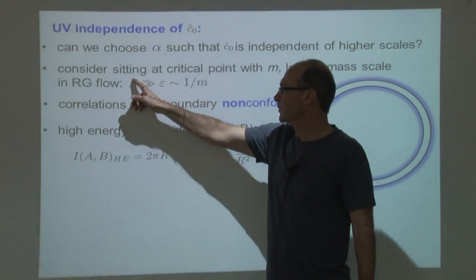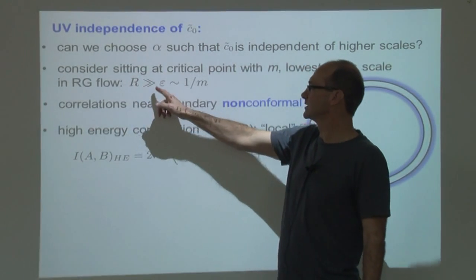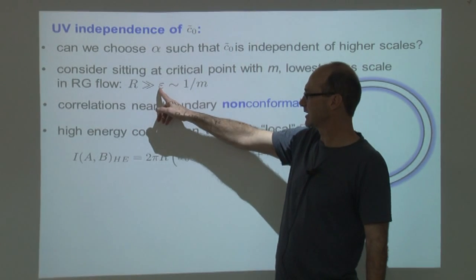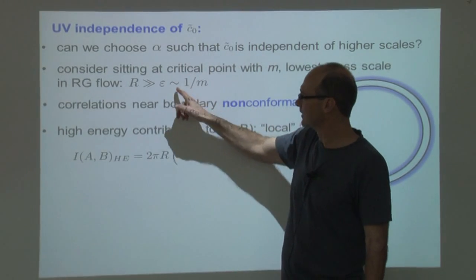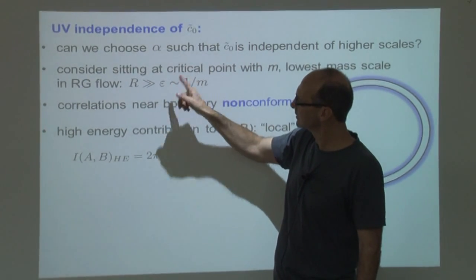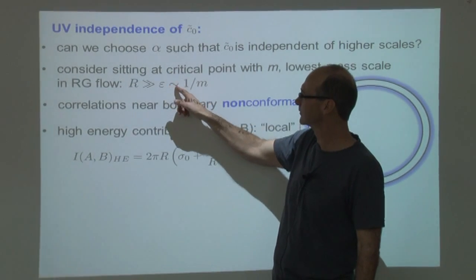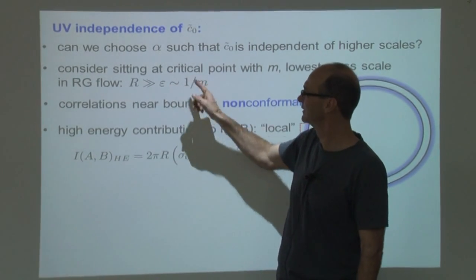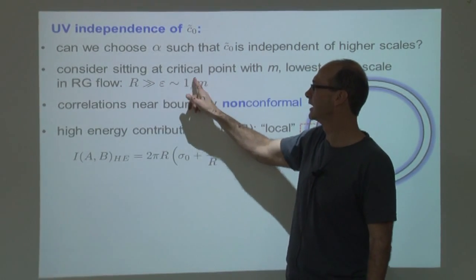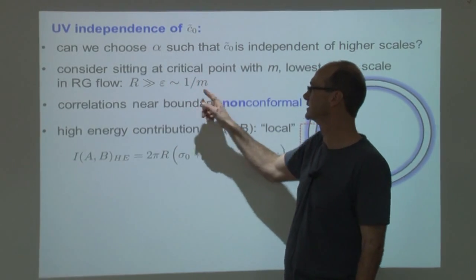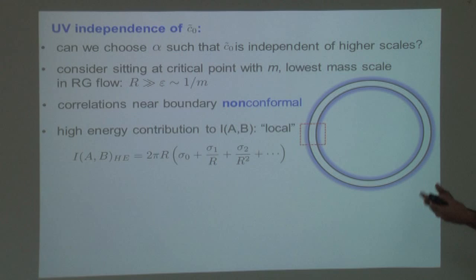But we're going to choose our parameters. R is the biggest scale in the problem. Epsilon is a smaller scale. And M is some scale in the RG flow. And the reason that's a tilde is because I couldn't figure out how to put greater than or approximately 1 over M. But in the interesting case, this scale and this scale in the RG are going to be of the order of, or about the same size.